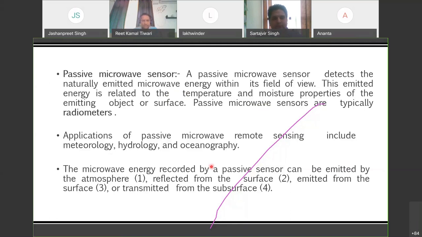Annotation is on, so I'm not able to change the slides.